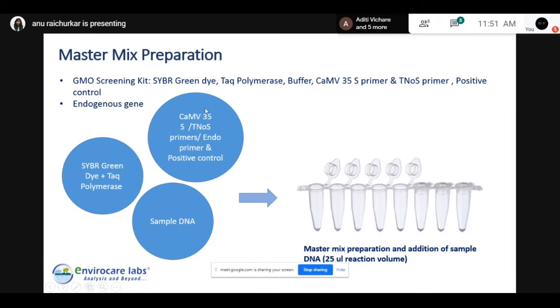Instead of adding the primers for terminator and promoter, we will use a primer specific for the endogenous gene and we will amplify the DNA. Only if it is giving a positive detection, then we will go ahead, knowing that the extraction process was correct and the DNA which I have obtained is actually from the matrix. Then we move ahead with the samples.